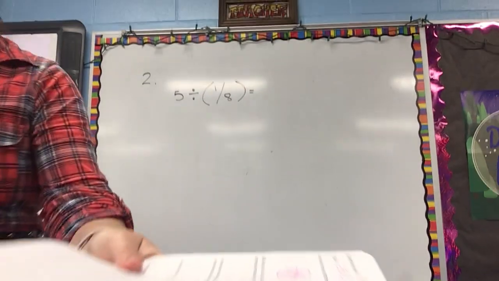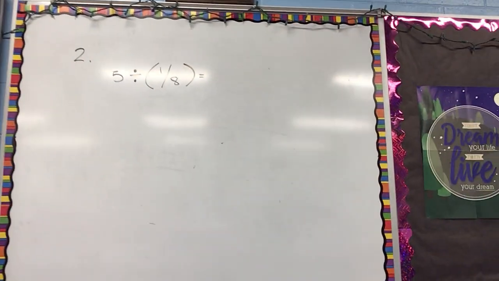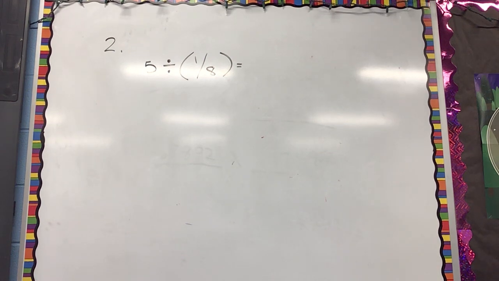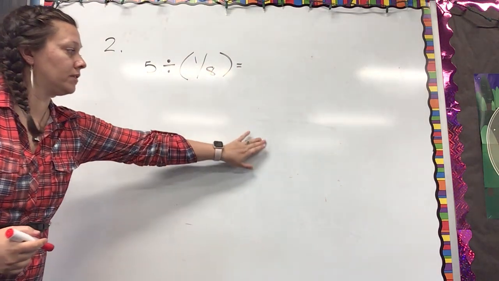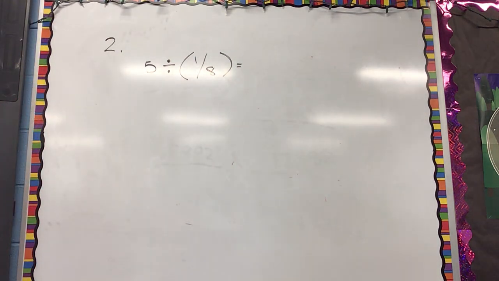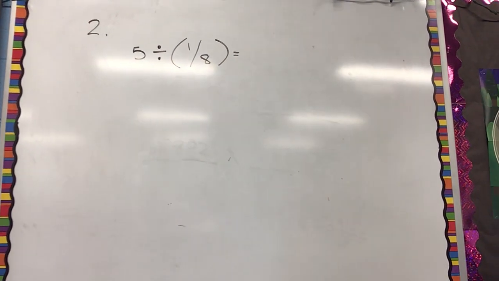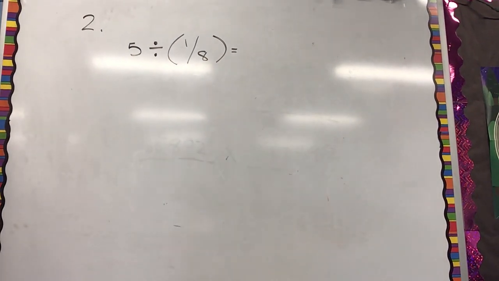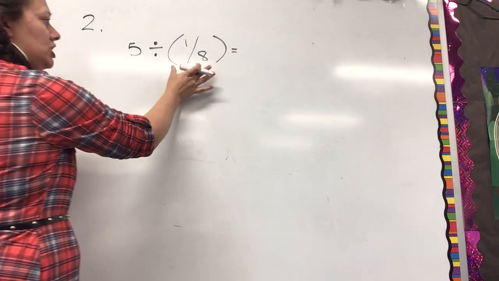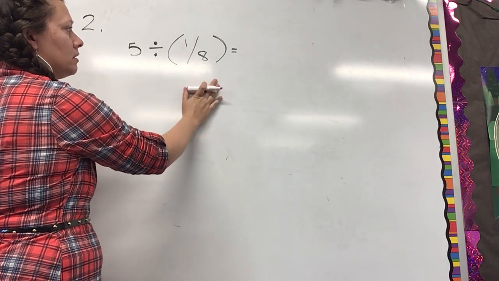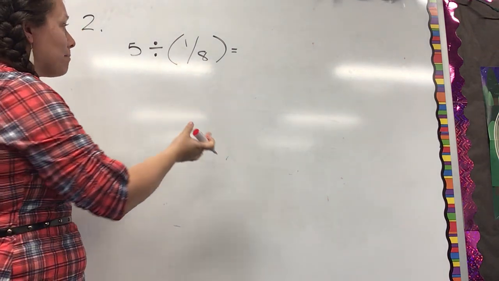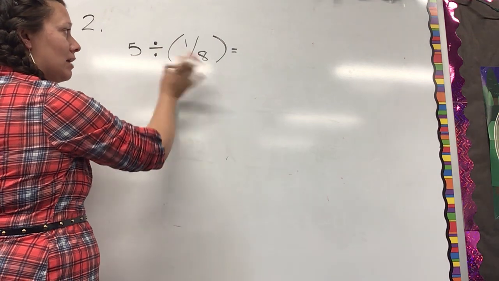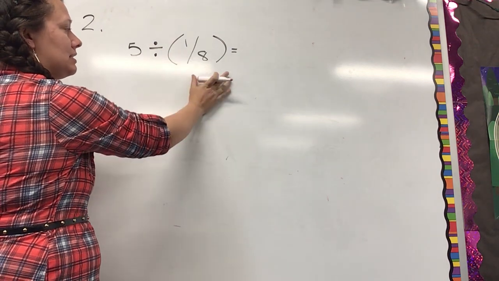All right, number 2 is 5 divided by 1/8. Keyword hint: you need to find that reciprocal. And ladies and gentlemen, if I have it up here, you have it in your packet. We are not just sitting and watching. Do these parentheses change anything that I'm going to be doing with my problem? No. Normally we see parentheses when we're doing order of operations, but I don't have multiple operations. They were just putting those parentheses to keep it nice and neat and separated.